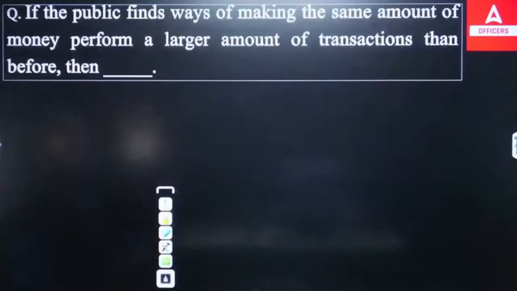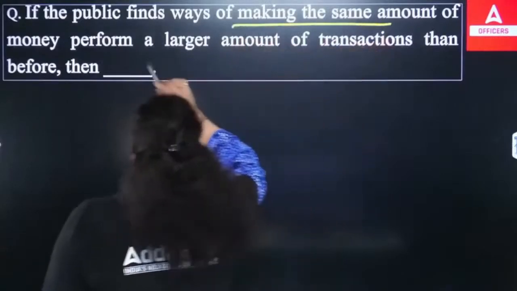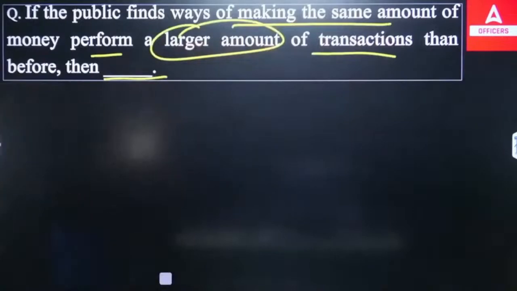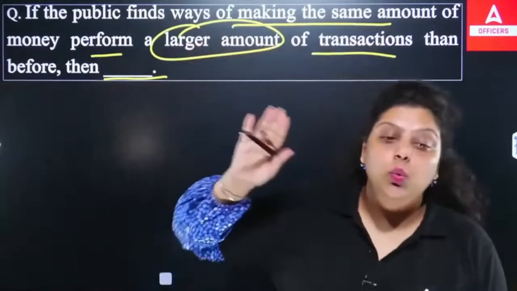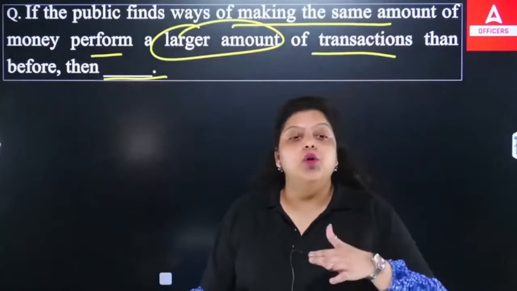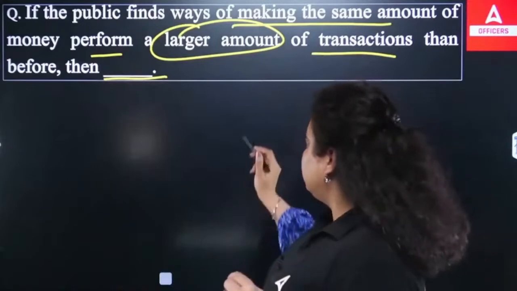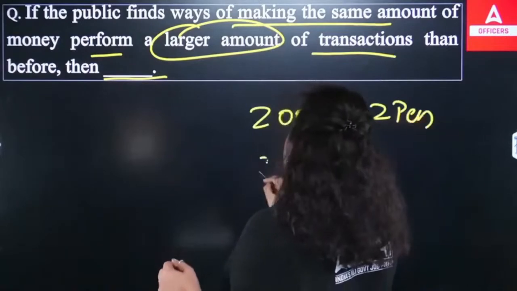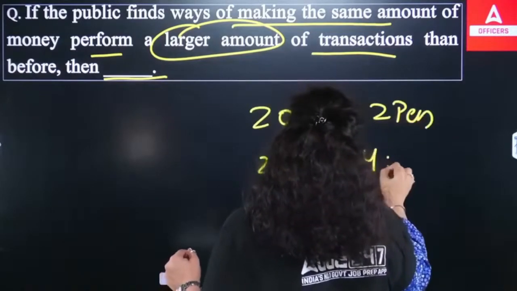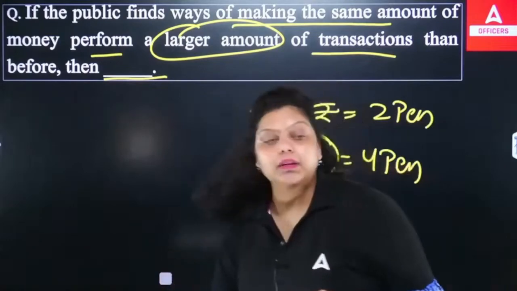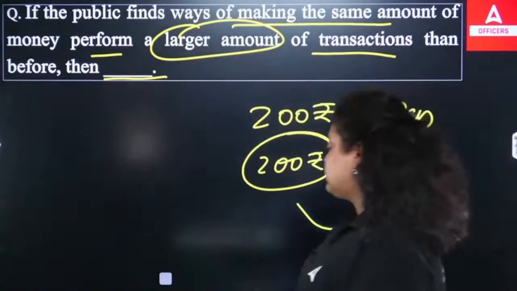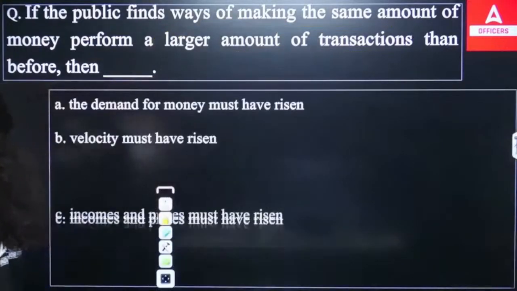Next, if the public finds ways of making the same amount of money perform a larger amount of transaction than before, then dash. So what we are talking about, if the public finds ways of making the same amount of money perform a larger amount of transaction. Let's say I used to give 200 rupees and used to purchase 2 pens. Now I am giving 200 rupees, but I am purchasing 4 pens. It means the same amount of money which I have is performing the larger amount of transaction. This is what the question is asking about. This situation be known as what?